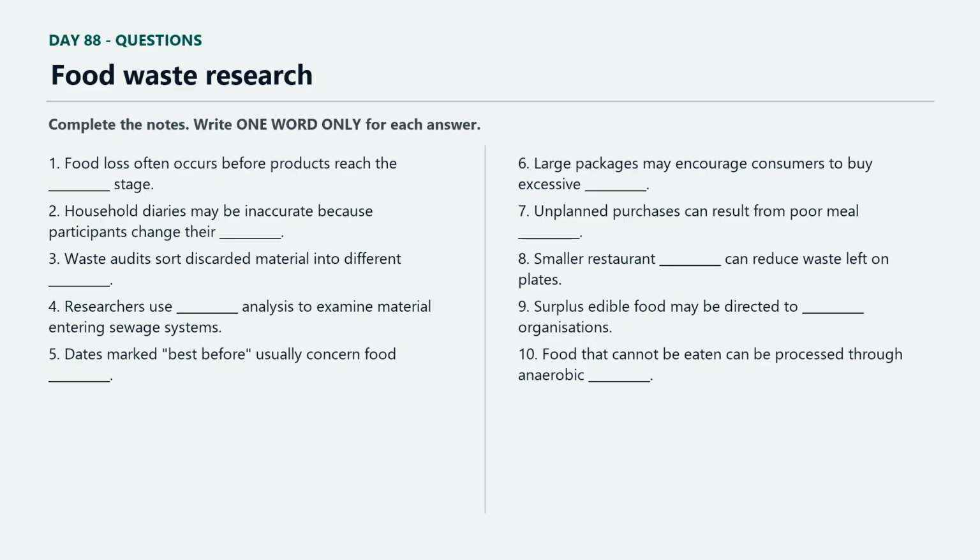To conclude, food waste is a system problem rather than one careless action. Reliable evidence requires clear definitions and several measurement methods. Effective policy follows the chain from prevention and redistribution to biological treatment, while matching each response to the stage where waste occurs.